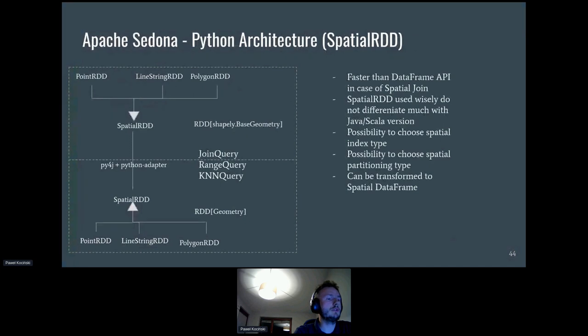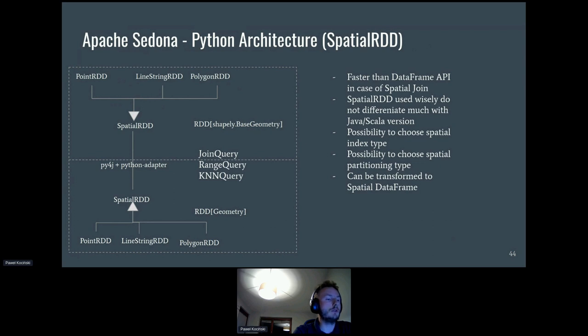Spatial Resilient Distributed Dataset, SRDD, is a fundamental data structure of Apache Sedona. Python API gives you an abstraction over that by holding the reference to the JVM object representing the spatial RDD. Python spatial RDD uses that reference with the help of Py4J to bring you all RDD API capabilities, such as join query, range query, KNN query. Wisely used, it can be transformed into a data frame with geospatial data type or saved on the disk without any serialization to Python.